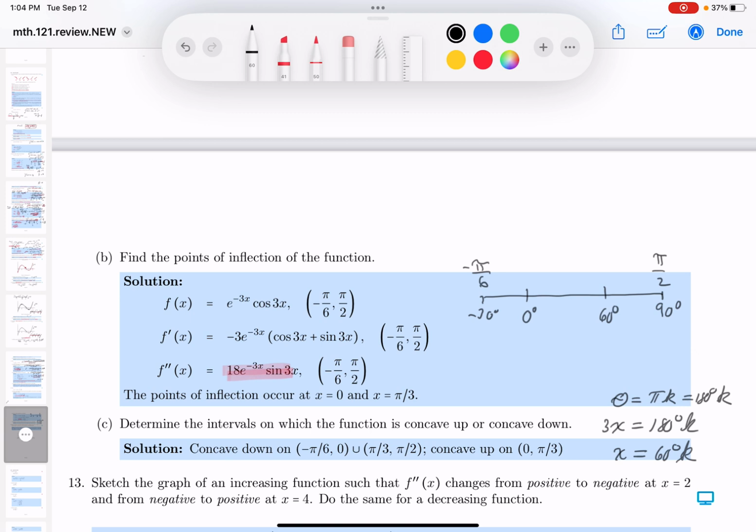All right. I think I got them all listed, and they're the critical numbers. Critical numbers in radian measure would be 0, and 60 would be pi over 3.